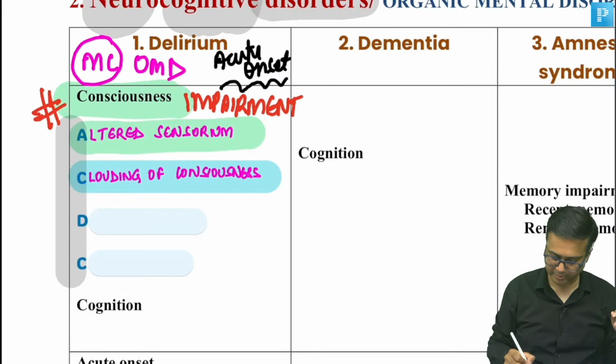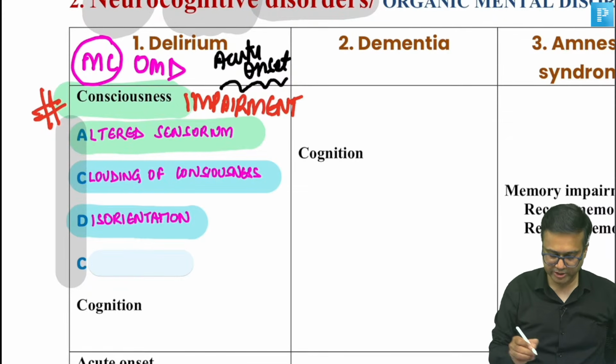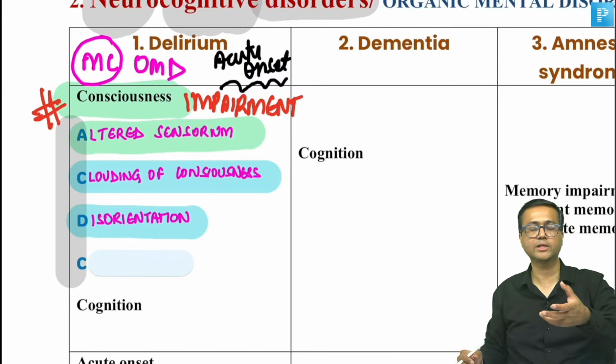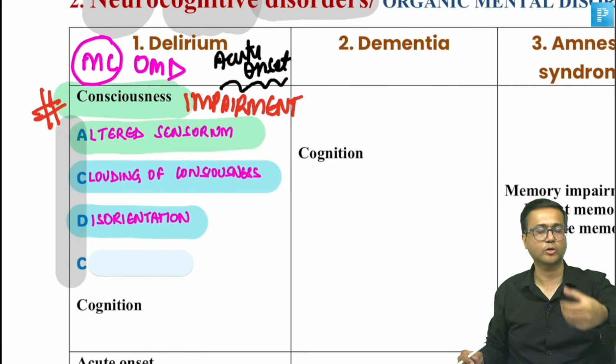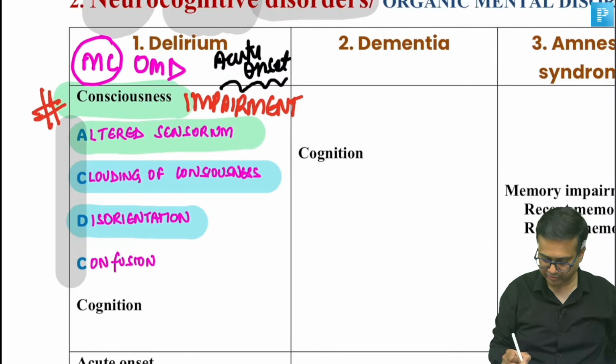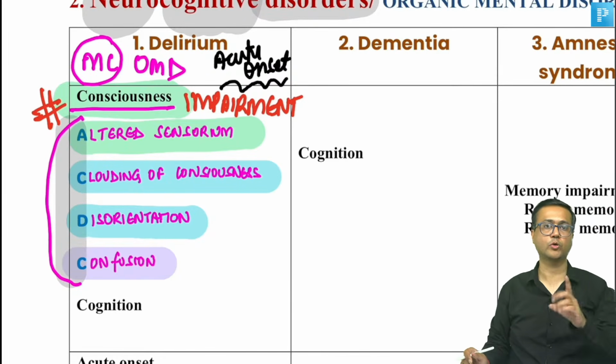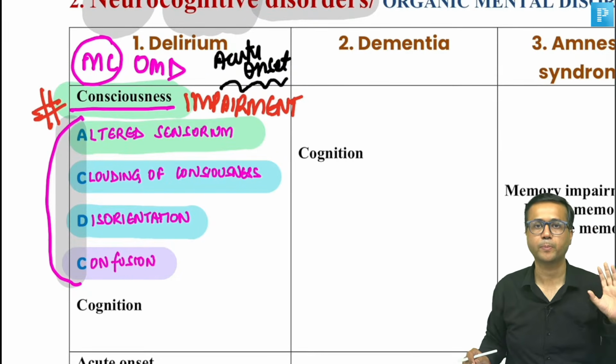What is D? Can you tell me beta? This we have already discussed. D kya hai beta? Disorientation, patient is disoriented. So somewhere in the question they are telling you he is disoriented to time or place or person. And what is C? They may just tell you in the question that patient is having confusion. So any of these points beta mentioned in the question, they are hinting you towards impairment of consciousness. Think of delirium. Is it clear to everyone?